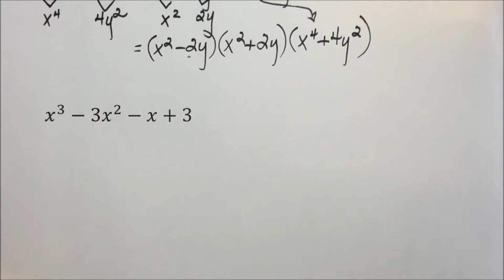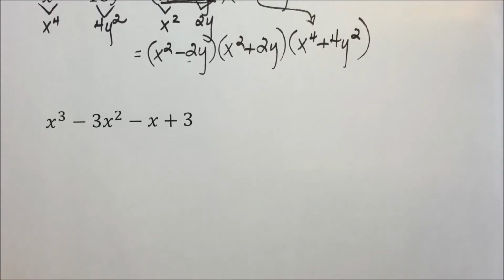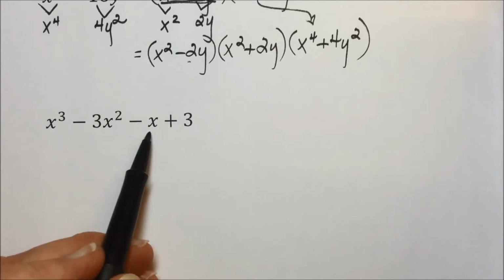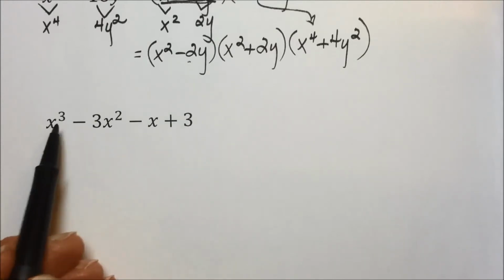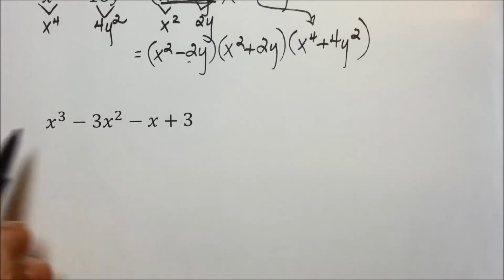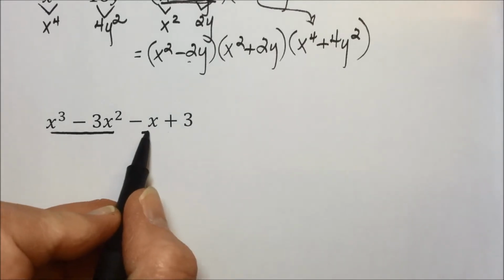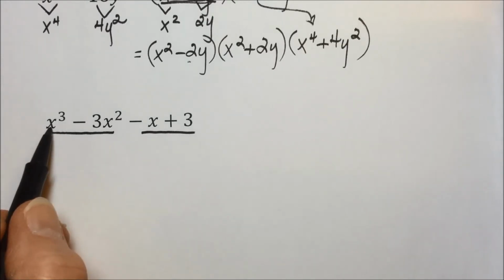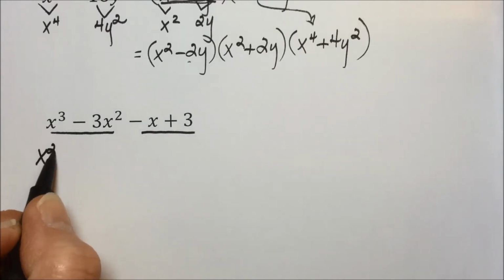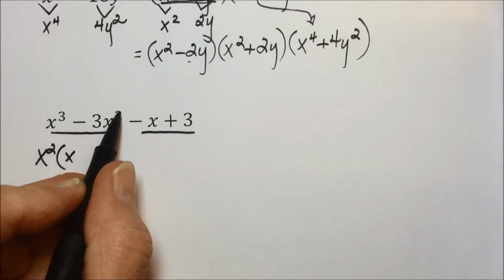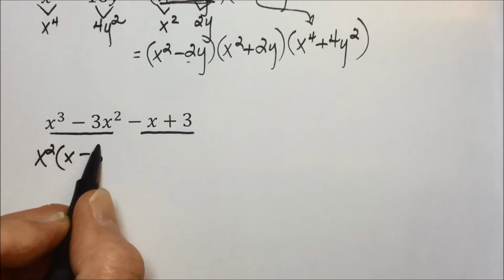In this next example, we have three values here that have x's in them, but not the 4th one, so looking for a greatest common factor doesn't work. When we have a 4-term polynomial, first step would probably be what we've looked at before, grouping them, the first two terms together. What's common between the first two terms is an x squared. Dividing out an x squared leaves an x, dividing by an x squared leaves a 3.